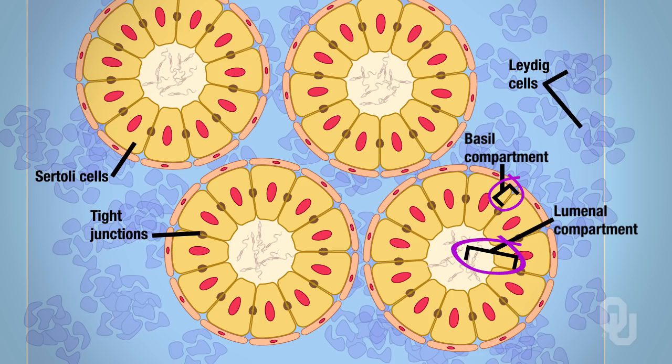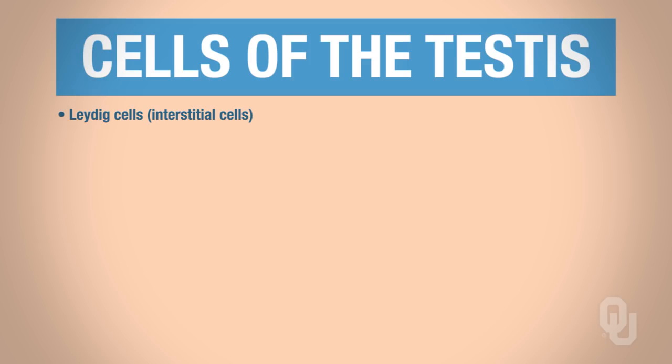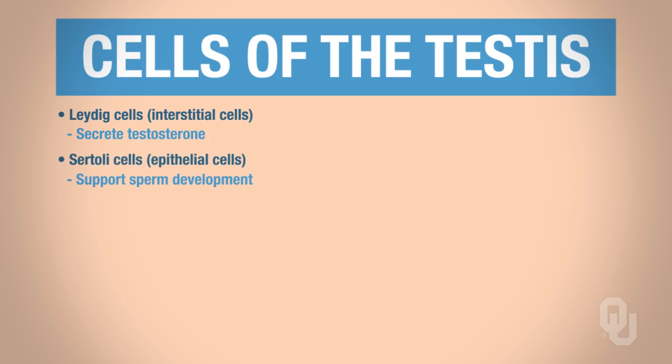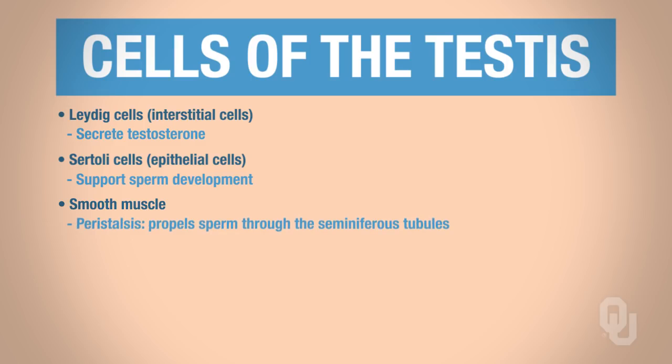Now that you are familiar with the structures, let's focus on their functions. We begin with the Leydig cells, also called interstitial cells. The Leydig cells secrete testosterone. The Sertoli cells support sperm development, or what is referred to as spermatogenesis. The smooth muscle surrounding these Sertoli cells allows for peristalsis. This process is important as it will propel sperm through the seminiferous tubules.